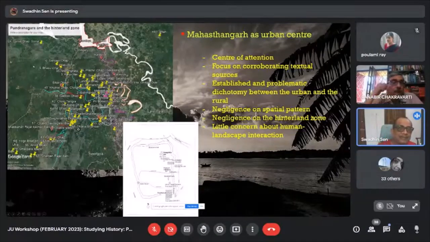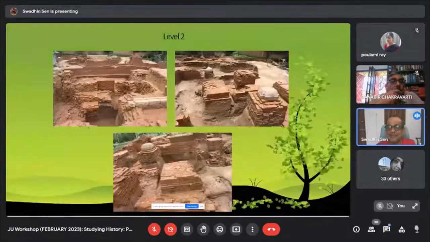On the left side, you will see many archaeological sites around this urban center, and our focus is mostly on the urban center. So what about this hinterland zone or neighboring zone? What about the zone where we are not finding any archaeological material? That is why we say in archaeology that the presence of archaeological data is as important as the absence of archaeological data. Absence is very important to be understood or interpreted.